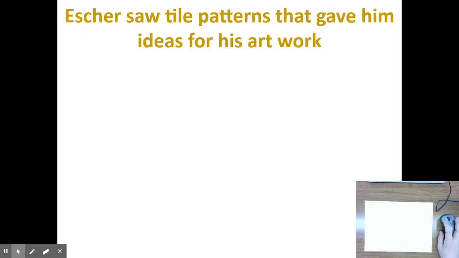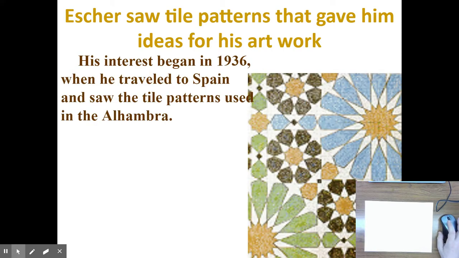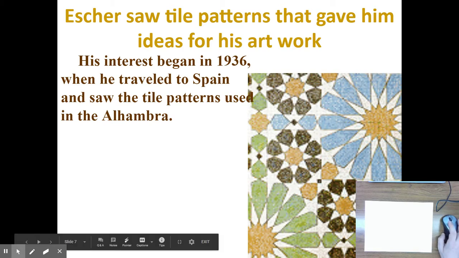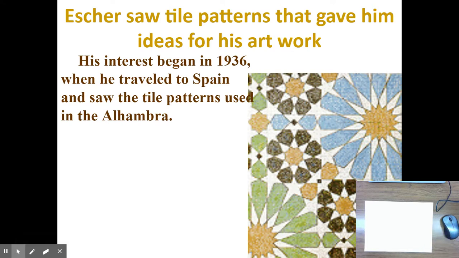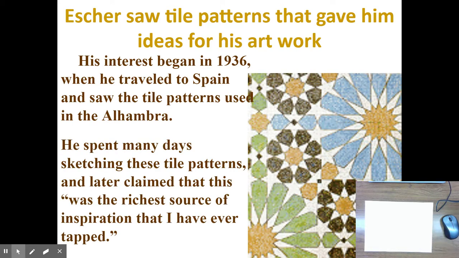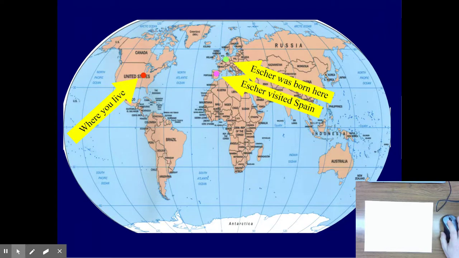So he started out his artwork when he was inspired by a trip to Spain. He and his wife had gone on a vacation, and they traveled to Spain, and they visited this palace called Alhambra. And while there, they saw these very cool tiles on the walls. The walls and the ground were decorated with very intricately cut and arranged tiles. And he said later that this trip was one of the richest sources of inspiration that he had ever tapped.